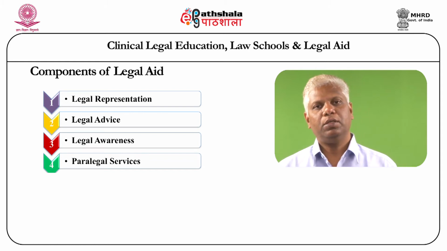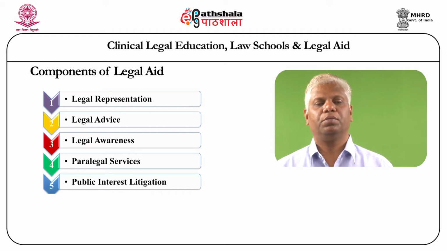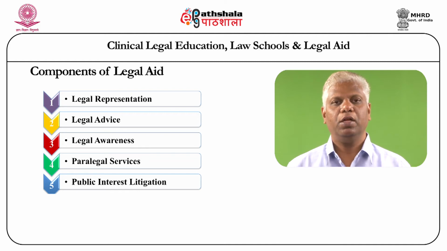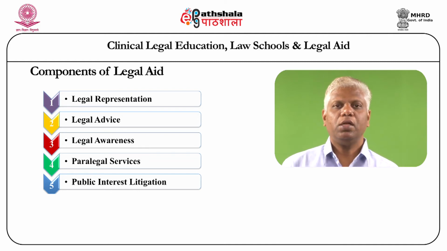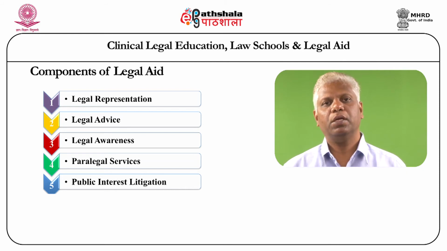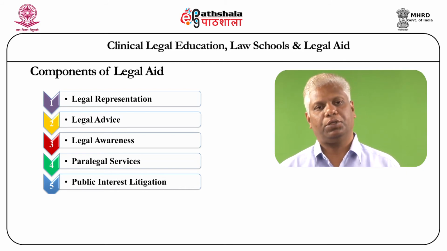And the fifth one is public interest litigation. Public interest litigation is also a part of legal aid, where the traditional legal aid that we are talking about is for an individual purpose, whereas public interest litigation is for the society at large.